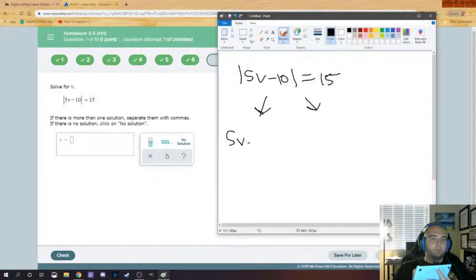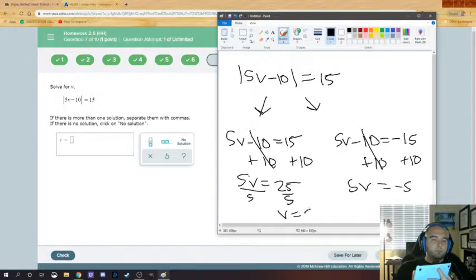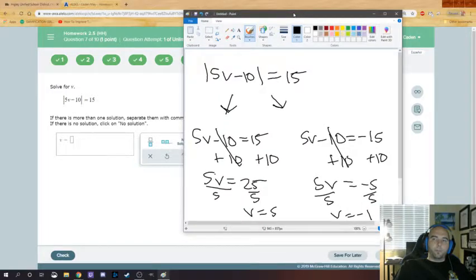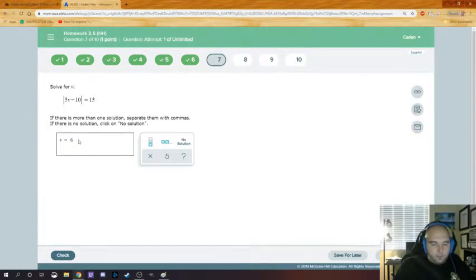So I get 5v minus 10 equals 15. 5v minus 10 equals negative 15. You add 10 to both sides, and you get 5v equals 25. And I'll add 10 to this one. 5v equals negative 5. Divide by 5, I get v equals 5. And over here, when I divide by 5, I get v equals negative 1. You can't see that because my face is in the way. Negative 1. There you go. Alright, so 5 and negative 1.